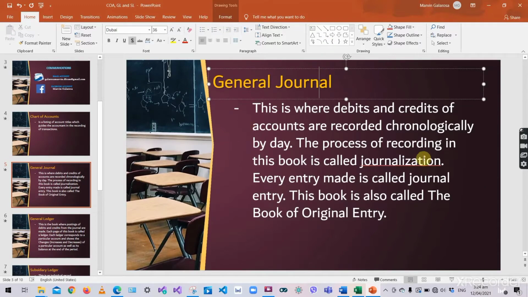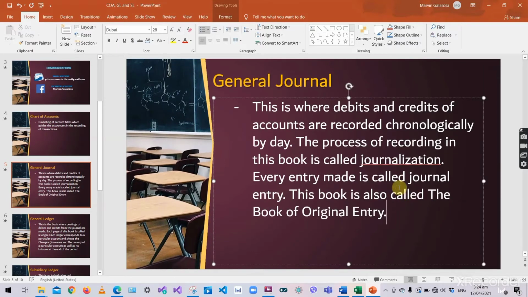Also, kapag ang isang journal entry consists of one debit and one credit, we call that simple journal entry. Kapag meron namang more than one debits or more than one credits or both, we call it compound journal entry.